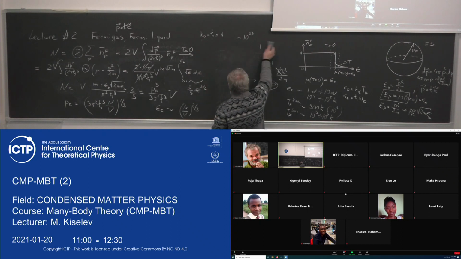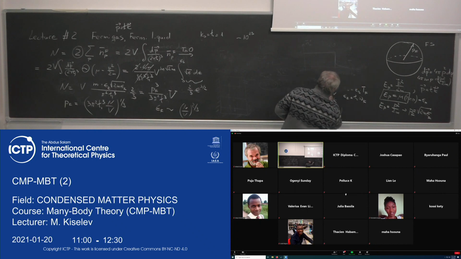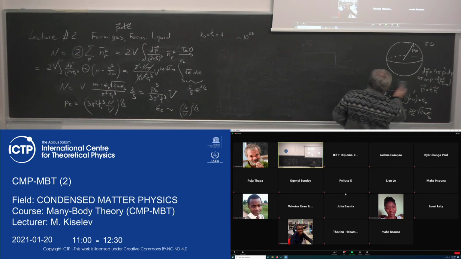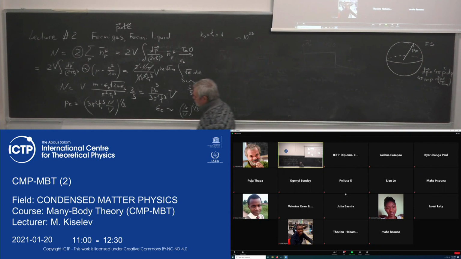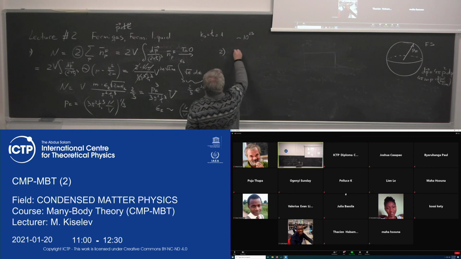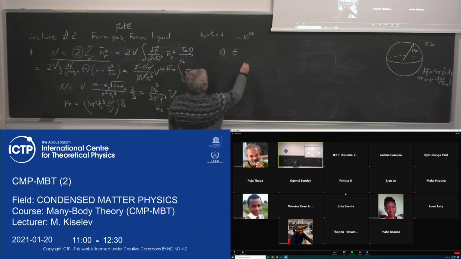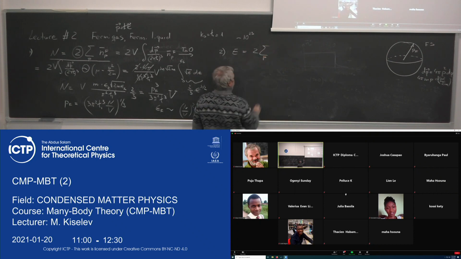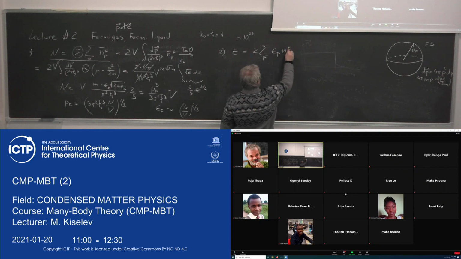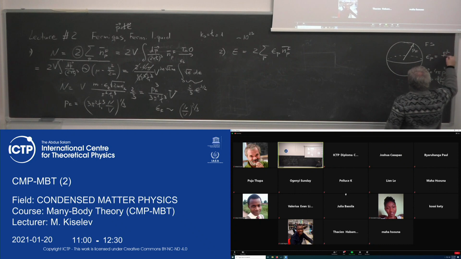Okay, let's go further and discuss the equation of state and energy. So this was the connection between Fermi momentum and density. Let's calculate the energy of the system. With the same way of proceeding, the energy is equal to 2 times the sum over p of epsilon p times n_p, where epsilon p is p squared over 2m.